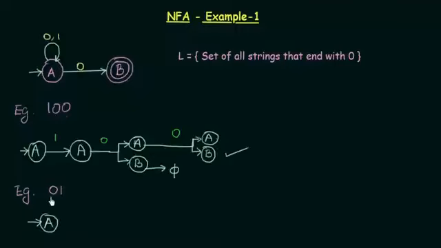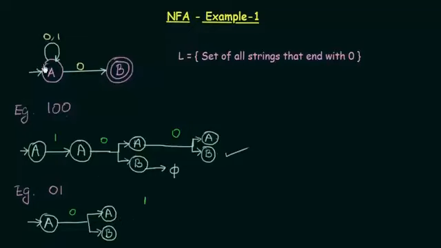My first input is 0. A on getting 0 goes to A itself, and also goes to B. Now I am in two states, and I get my next input, which is 1. On getting input 1, what happens to these two states?